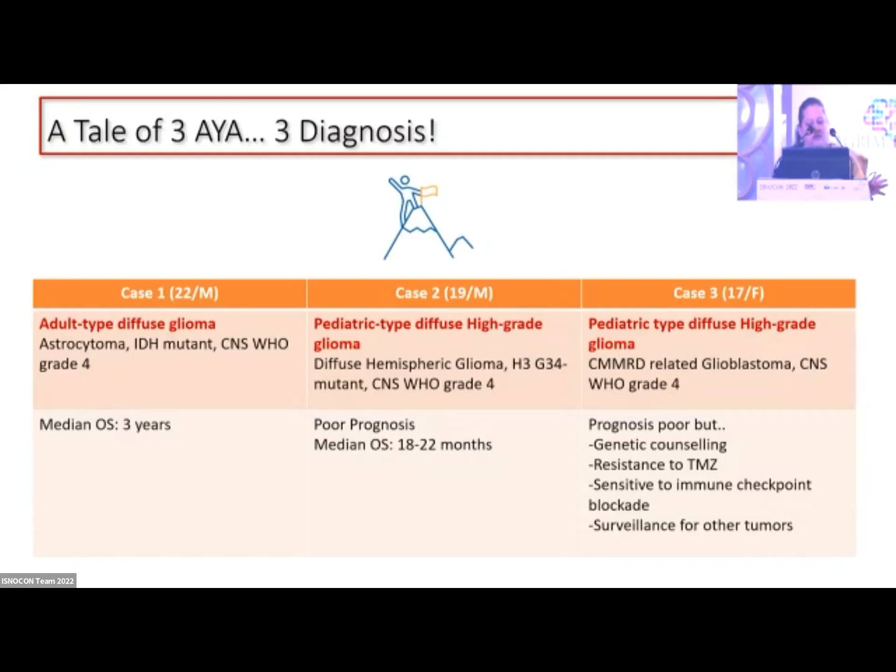be a high-grade glioma which technically falls under the pediatric type of diffuse high-grade glioma, though it is a genetically associated tumor. And here the significance being that the prognosis is poor, but there are a lot of other ancillary management issues such as genetic counseling, resistance to temozolomide, sensitivity to immune checkpoint blockade, and other surveillance for the tumors. So highlighting the importance of diagnosis with similar morphology and how we can approach it by combining the panel of markers that we have as well as the routine panel of markers. Nothing hi-fi, nothing fancy, just one additional layer of molecular testing.